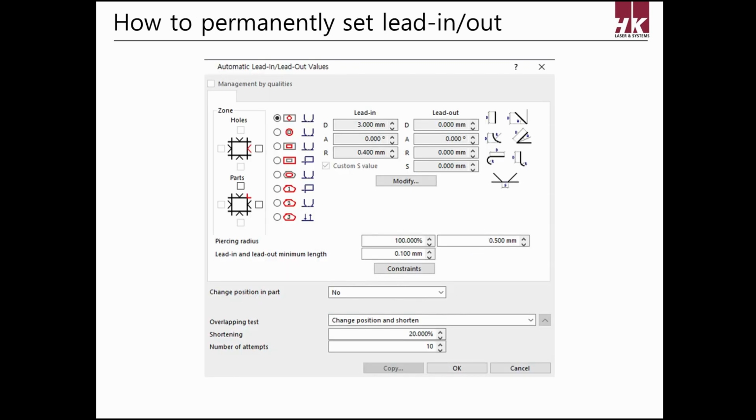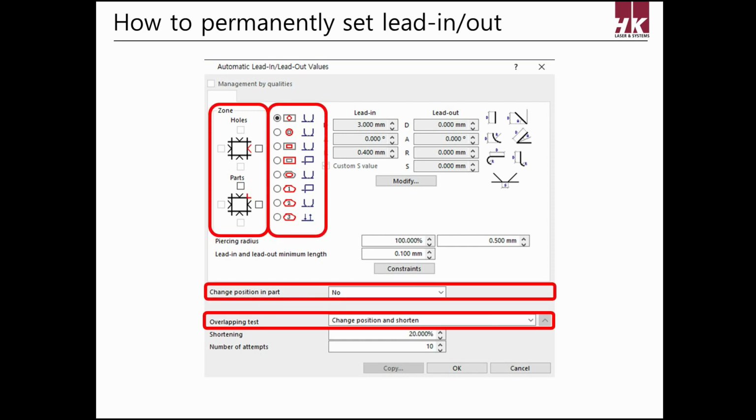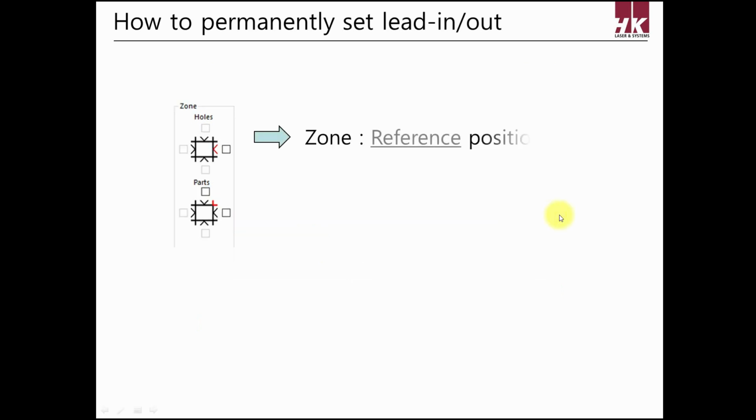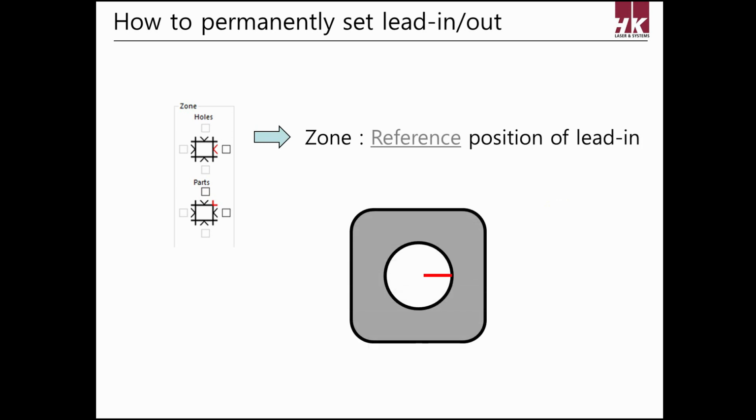To change the automatically generated lead in setting when machining, you must change automatic lead in out values. As shown in the picture, each part shown in the red box should be changed in automatic lead in out values. First is zone. Zone means the default position of lead in, which is set by the user. Poles means inside. Part means outside. Click the red arrow at the desired position to change. If you click the square box up, down, left, right, lead in will be positioned at the end of each direction.